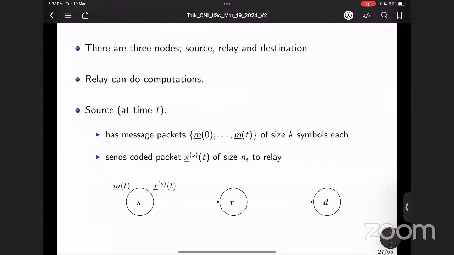So the source is going to send a coded packet. Here, instead of simply XT, as in the point-to-point case, I'll be introducing an XST, because there will be coded packets sent by both the source as well as the relay. In order to distinguish between them, I'll be using the superscript notation. S stands for source. So the source will be producing a coded packet XST at time t, and the size of XST will be NS symbols.